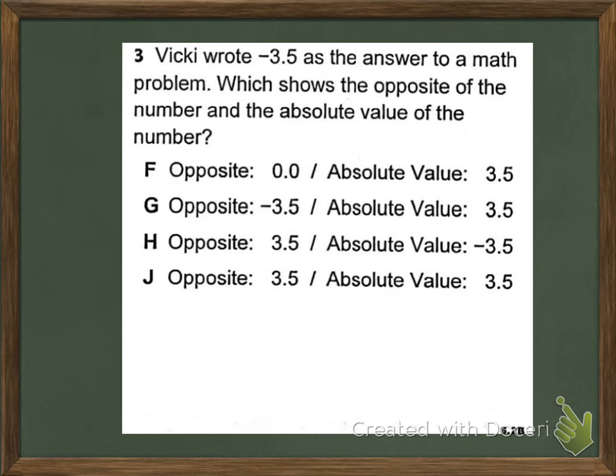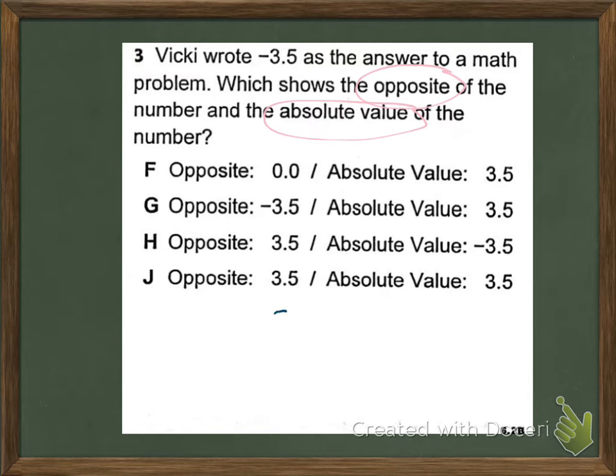Number 3, Vicki wrote negative 3.5 as the answer to a math problem, which shows the opposite of the number and the absolute value. Okay, so go ahead and press pause. Press play when you have finished.